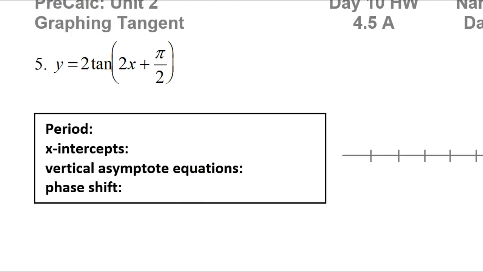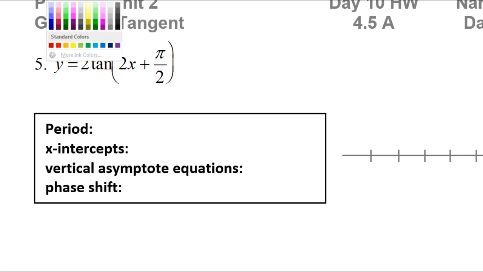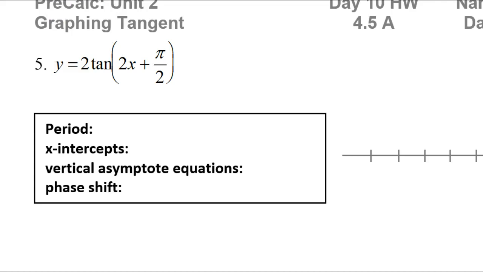Okay, now there's one thing I'm noticing right away. I'm seeing that I have a b value as well as some type of a phase shift. But please understand, pi over 2 is not the phase shift. I repeat, pi over 2 is not the phase shift. You have to factor this 2 out before you can read the phase shift. So that's what I'm going to do. I'm going to rewrite this. I'm going to factor the 2 out.